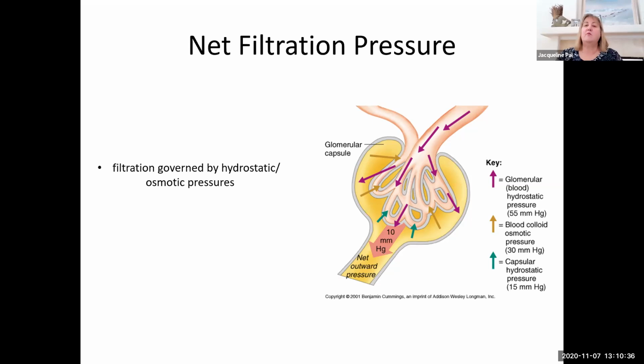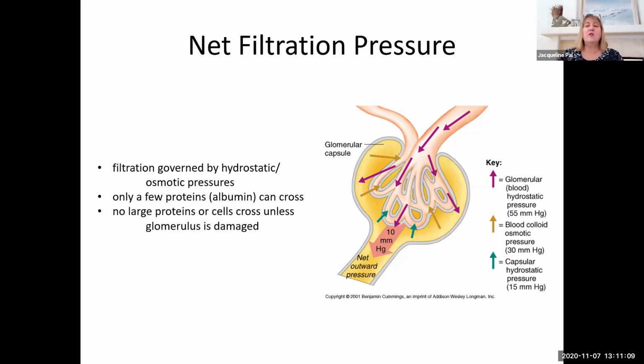So what determines how much is filtered has to do with our net filtration pressure. Now, we've talked about filtration pressure several times this semester, so this is no different. Filtration is going to be governed by a combination of hydrostatic pressures in the blood vessels pushing stuff out, as well as osmotic pressures pulling things back into the blood vessels. And in the kidney, there's a net outward pressure of about 10 millimeters of mercury. The number is not important. What's important is to realize it's fairly low.